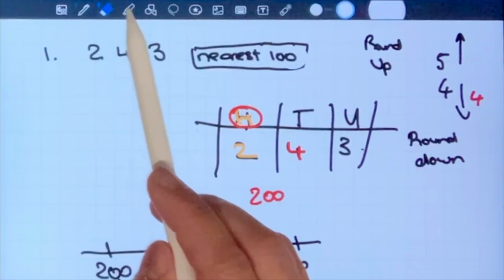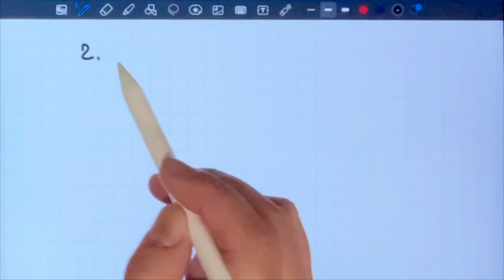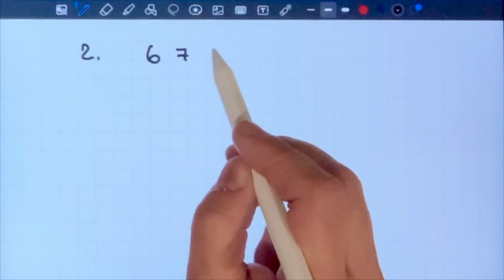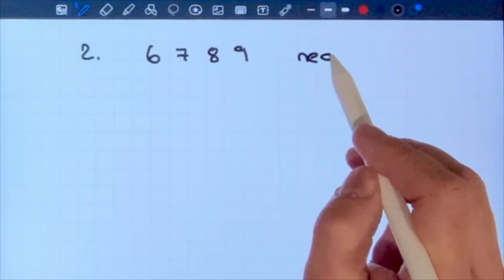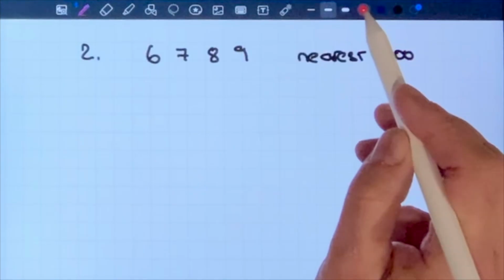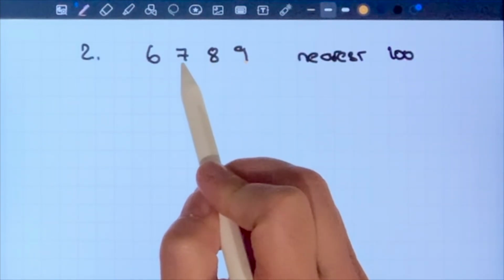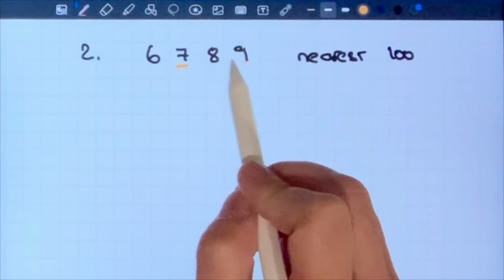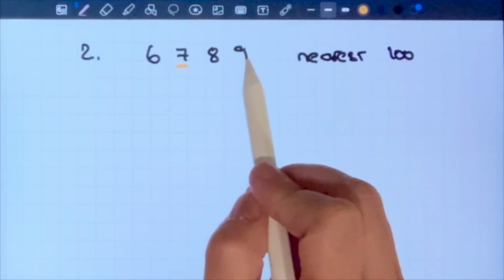Okay, so now we're going to move on to example number 2. So we've been given the number 6,789 and we want to round it to the nearest 100. So units, tens, hundreds, this is my hundreds column. Okay, that means I'm no longer going to have these 2 digits appearing in my number, they are going to get rounded.